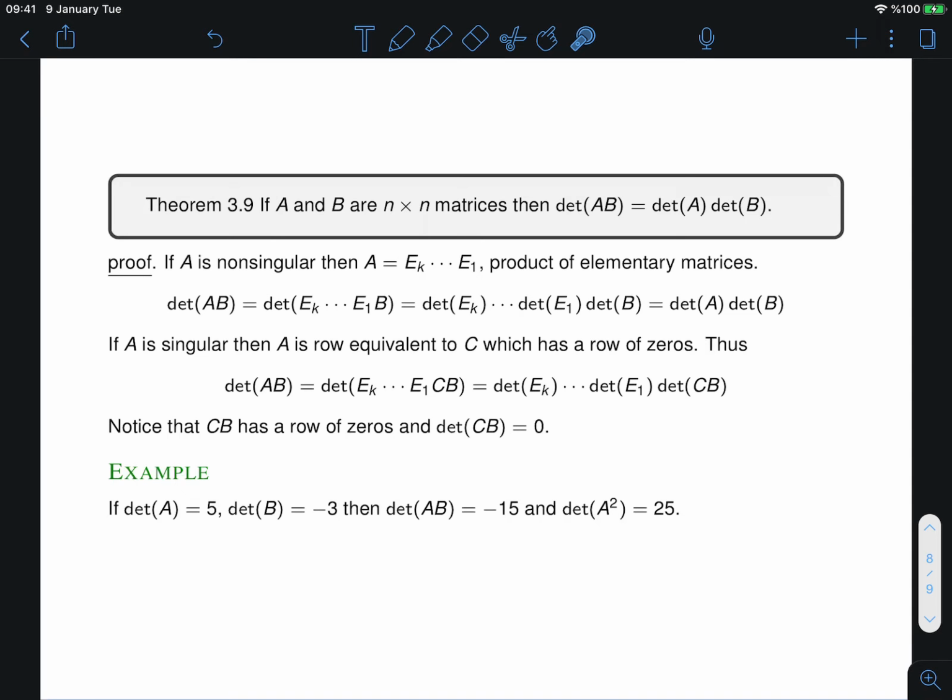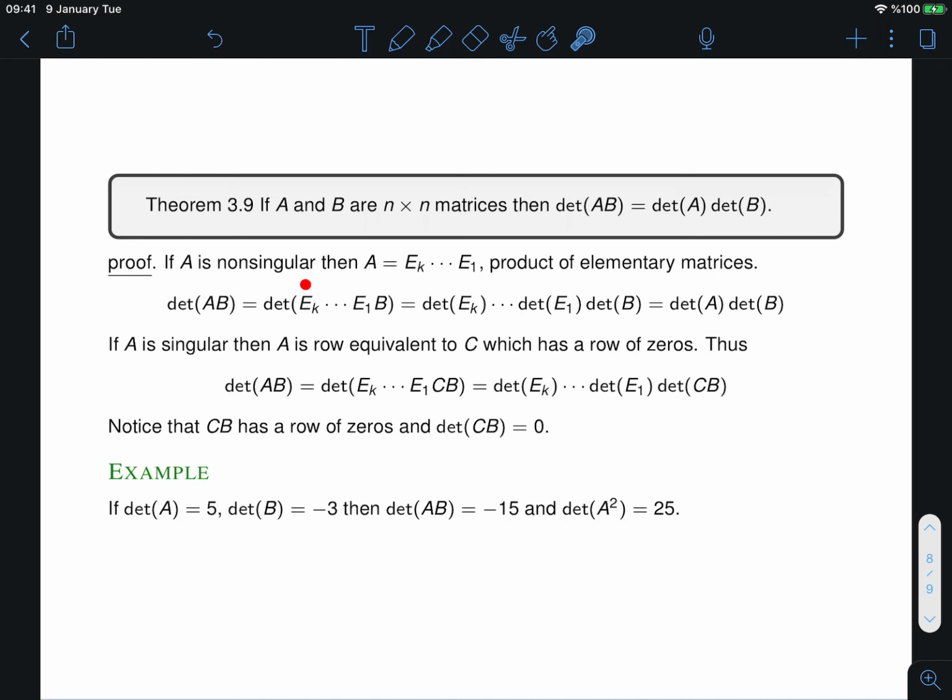Okay, another very powerful theorem about determinants: the determinant of the product of two matrices A and B equals the product of their determinants. So the determinant of A times B equals the determinant of A times the determinant of B. How do we show that? We have two cases. Either A is non-singular, meaning A has an inverse, or A is singular, meaning A does not have an inverse.